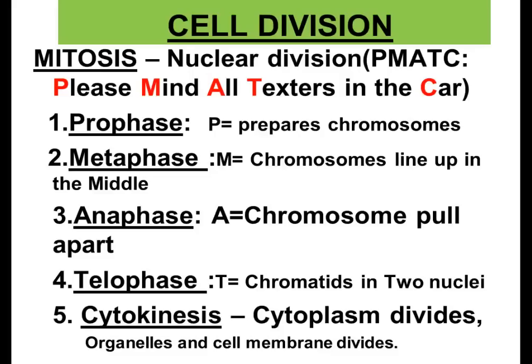Metaphase, M, chromosomes line up in the middle. Anaphase, A, chromosomes pull apart. And telophase, the T, think of it, chromatids in two nuclei. And cytokinesis, cytoplasm divides. Organelles and the cell membrane divide.